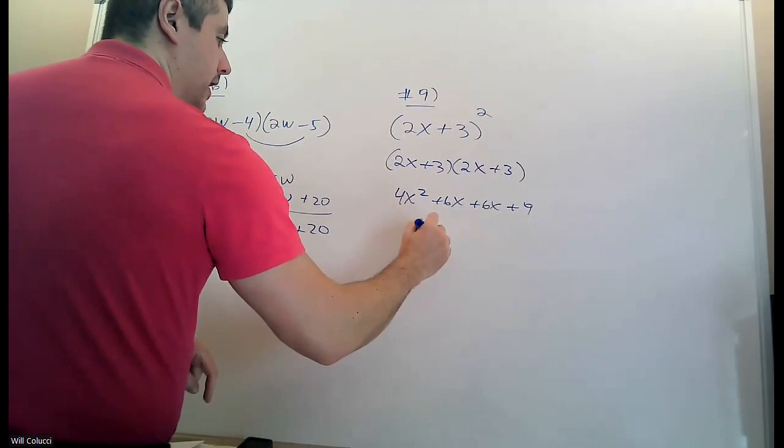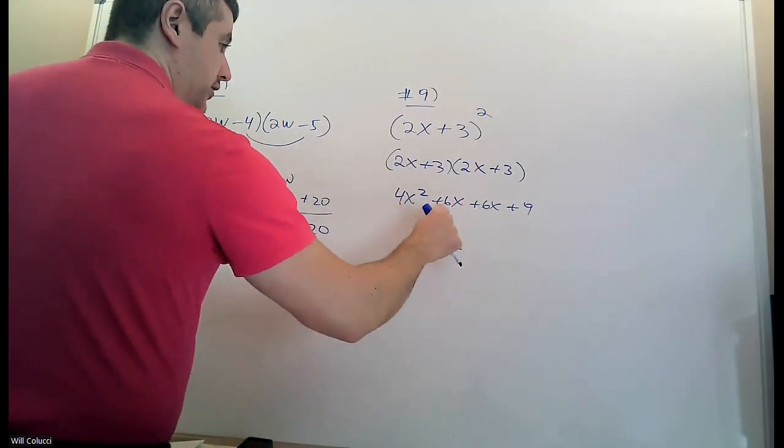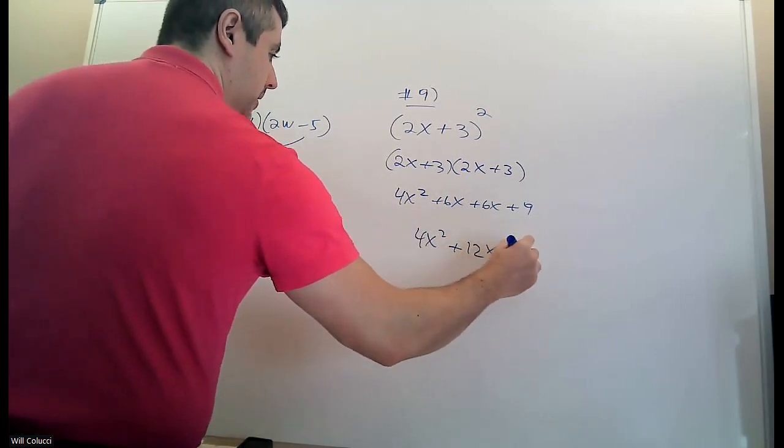Now bring it all down, right? 4x squared. 6x is in 6x. Don't write 12x squared here, right? You have 6 apples and 6 apples. That's 12 apples plus 9.